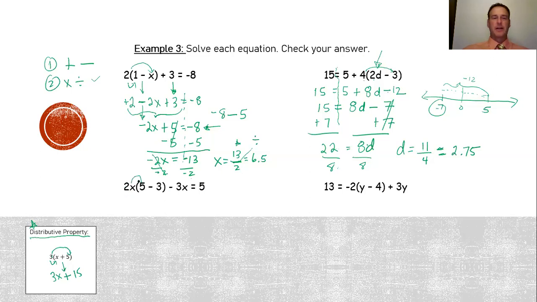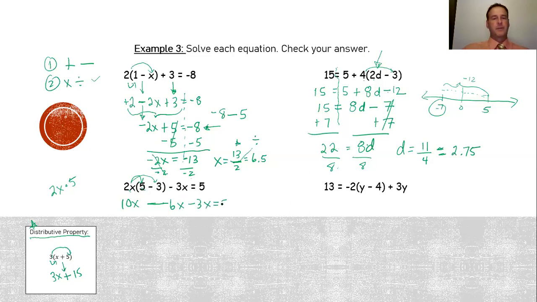Okay, so here's what I got. I got to distribute again. So let's see, 2x times 5. I've never had to multiply with an x on the outside, but yeah, 2x times 5 is actually 10x. And then 2x times negative 3 is negative 6x. I could have just subtracted those, couldn't I? Could have. All right, whatever.